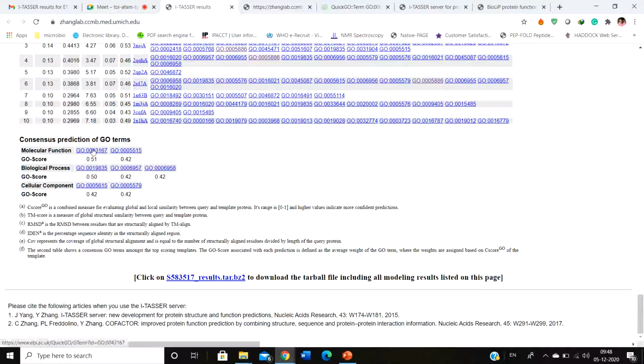And what does it say? It says that your molecular function is ion binding, but the confidence score is 0.51. It says it's a protein binding, it has a protein binding domain, but the score is 0.42. But yes, though the score is less, it is right. It is actually a protein binding molecule.